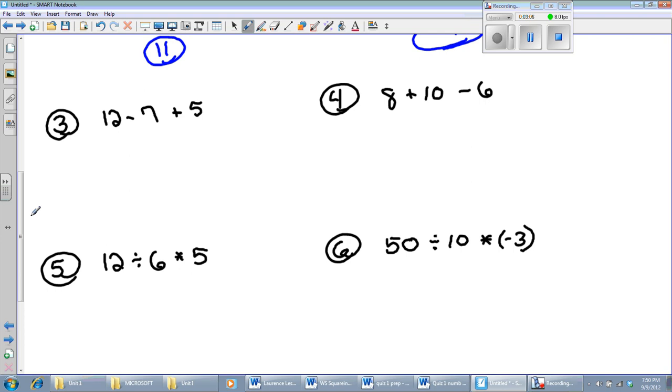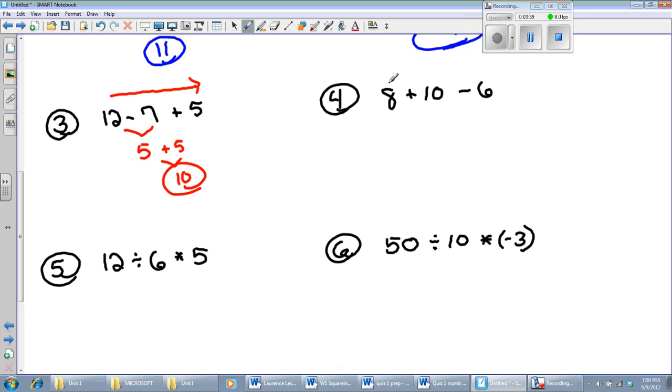Okay, why don't you pause the video and see if you can do problems 3 and 4 on your own. See if you can get them right. If you unpause the video at this point, you can see my solution. It's all addition and subtraction. I will go left to right. So my first step will be 12 minus 7, which is 5, plus 5, and that will equal 10. And there we go. Yes, if you got 0, you didn't do the order of operations correctly.